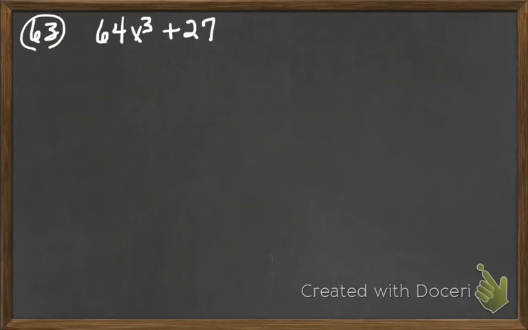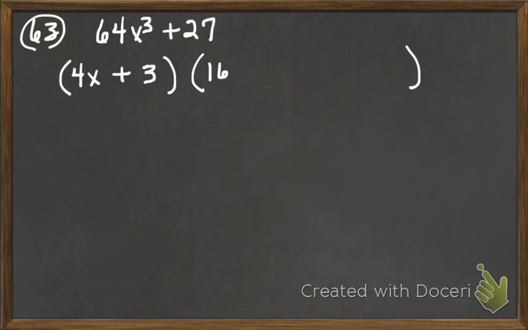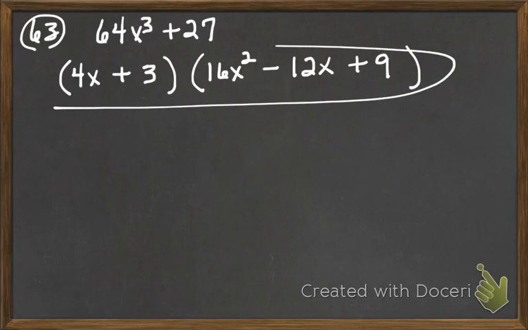Number 63 is the sum of two perfect cubes. And again, that's our formula, which is a binomial times a trinomial. We take the cube root of 64x cubed, which is 4x. We take the cube root of positive 27, which is positive 3. We take 4x and square it. We take our sign, which is positive, and we change it. We multiply 4x times 3, and we get 12x. And we square a positive 3, and we get a positive 9. And those are our factors.